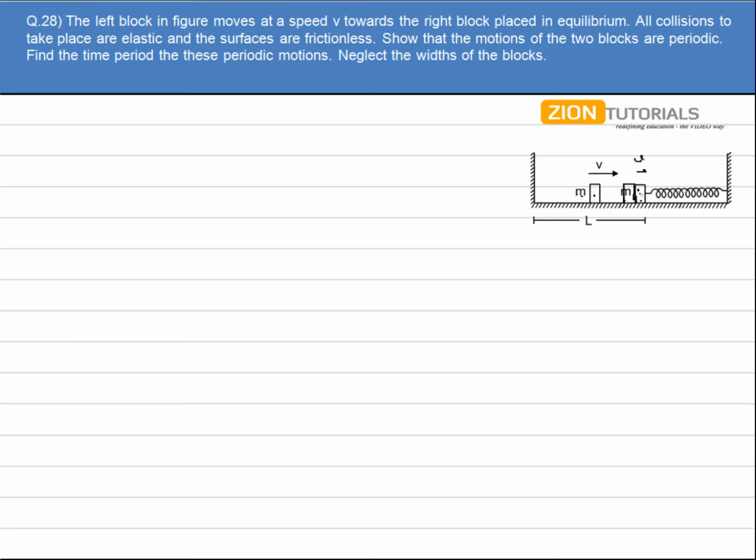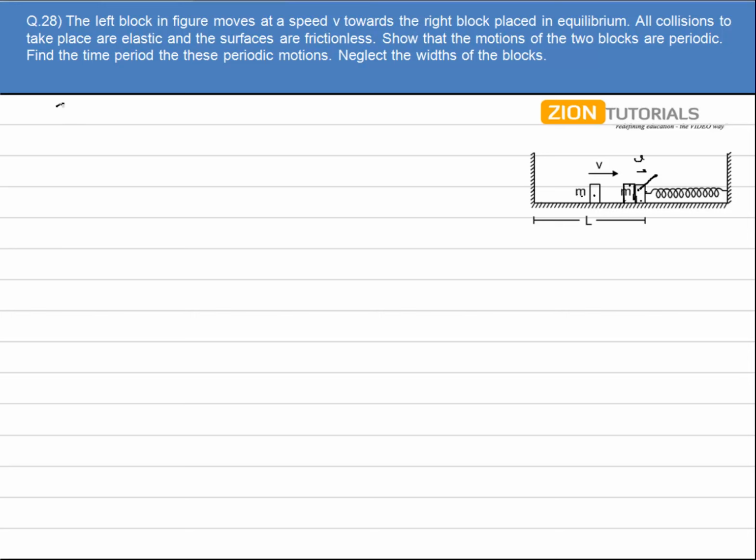Again they collide. Again this block will transfer its velocity v to this block. This block will travel a distance l, then take an elastic collision. It will change its direction, but the velocity will be the same. So it will again come back here, travel the distance l, again collide with this block which is attached to the spring, and again the same process will take place.